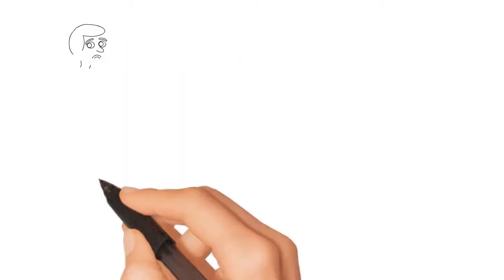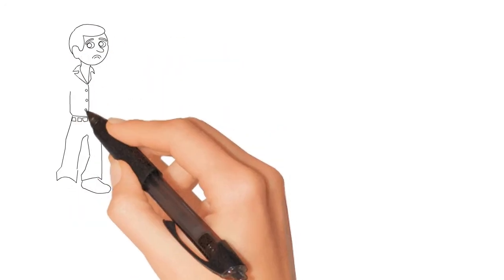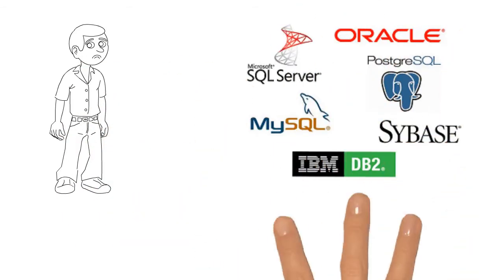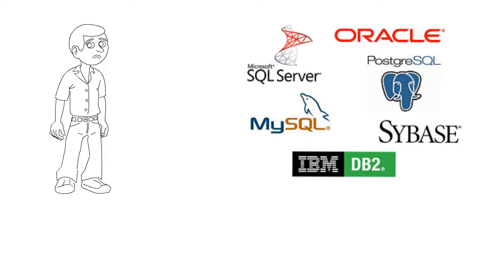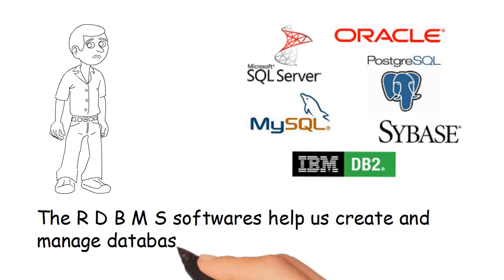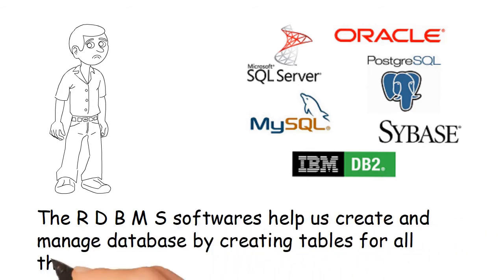But then, Sir has asked us to focus on one special type of DBMS software. It is called as Relational Database Management System or RDBMS in short. Examples are in image. The RDBMS softwares help us create and manage database by creating tables for all the data in it.